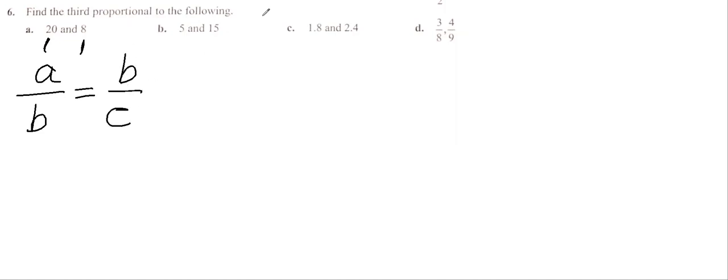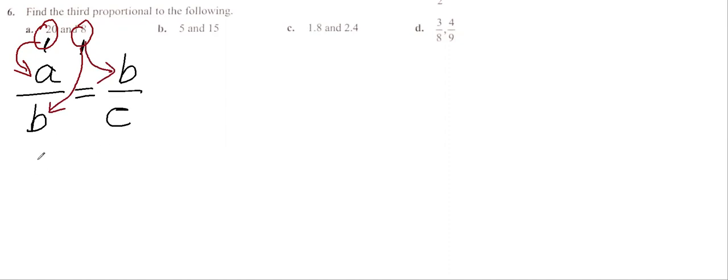Okay. So in question number 6, which says find the third proportional of the following, only two numbers are given and they are asking you to find the third proportional. So what does that mean? That means first number and second number will be this, third number will be this. So this 20 means this is A, and this 8 means 8 will come here and 8 will come here. That's what is the meaning of this.